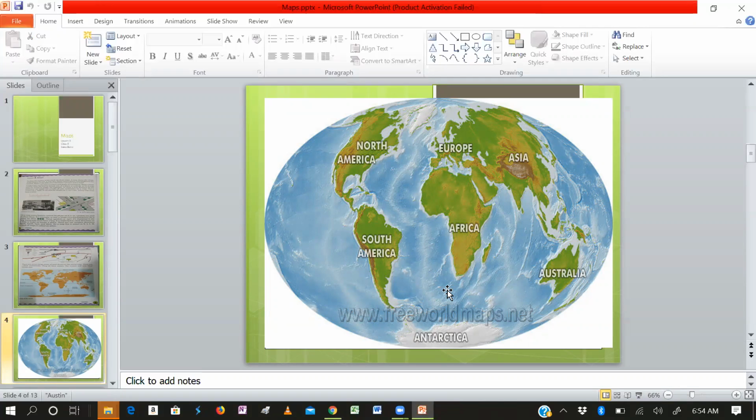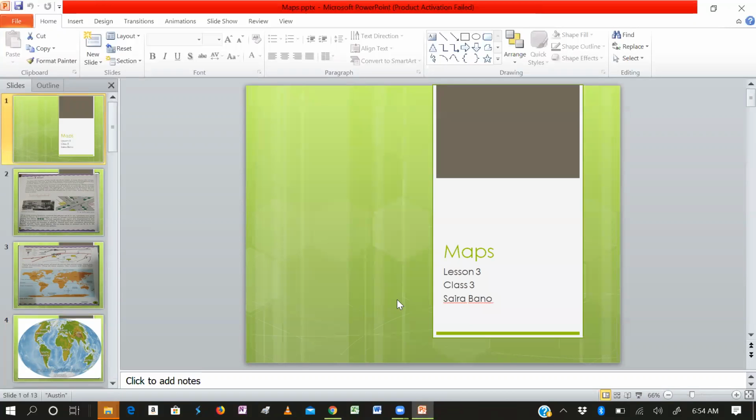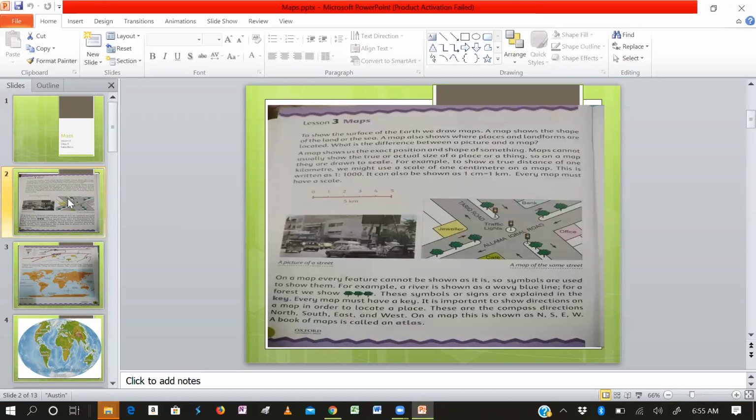So this was the map of the world. I'm sure you have come to know that today's topic is relevant to maps. Yes, my dear students, today's topic is related to maps. Maps is lesson 3 in your SST book. So let's start with the reading of the lesson first. This is page 8 of your lesson 3, Maps.